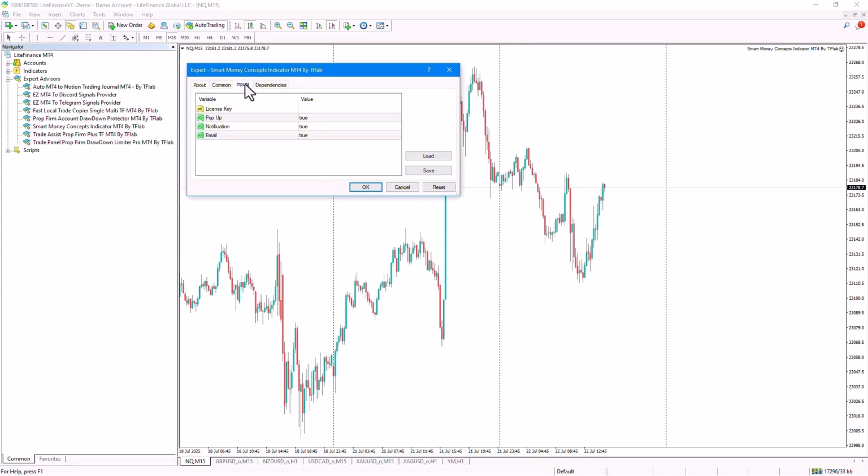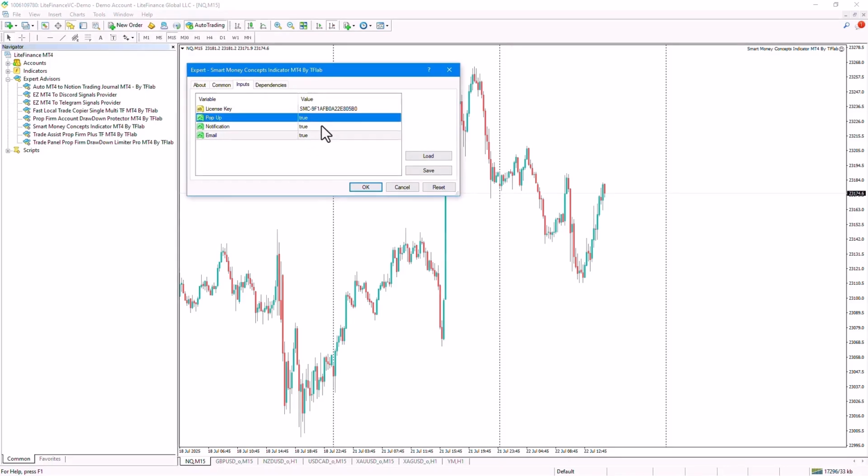Go to the Inputs tab, and in this tab, you need to enter your own dedicated license. To get your dedicated license, visit the TradingFinder website and contact support to receive your personal license for this indicator, then enter it here. Just make sure to note that the license you receive is only valid for that specific device and won't work on other devices.